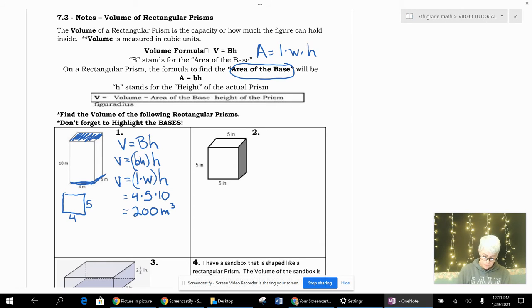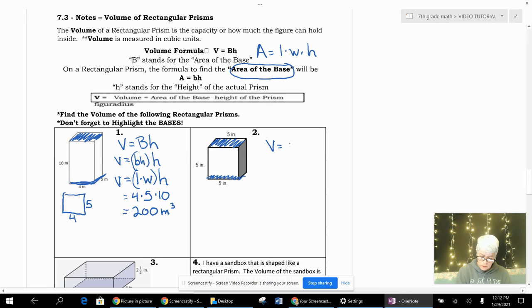Let's look at the next one. This is a cube. What you know about a cube, like a dice, is that all the sides are the same. So it really doesn't matter which side you pick for the bases. So I'm going to go ahead and pick the top and the bottom again. All right, and I'm going to write the formula.